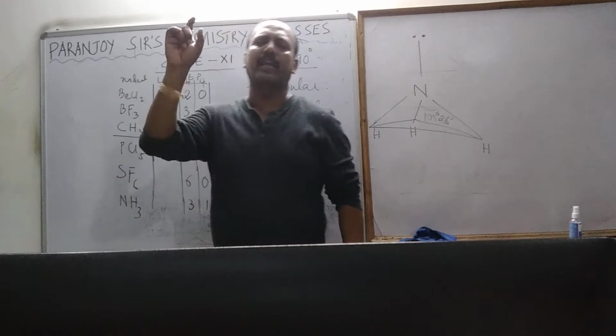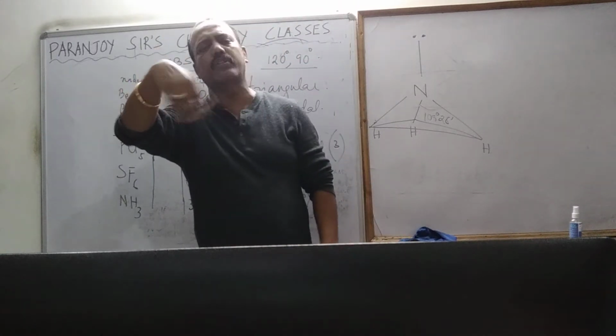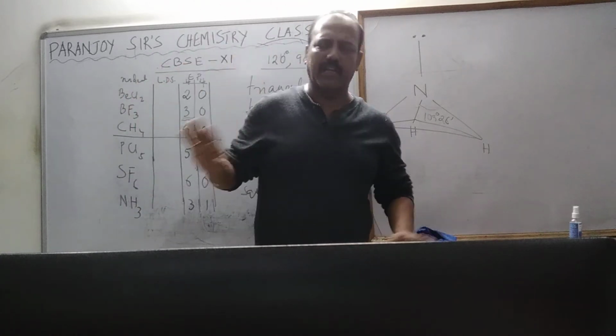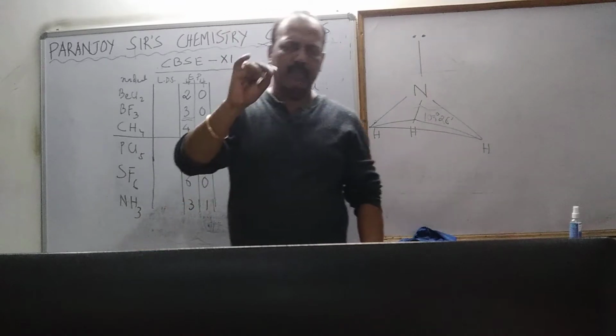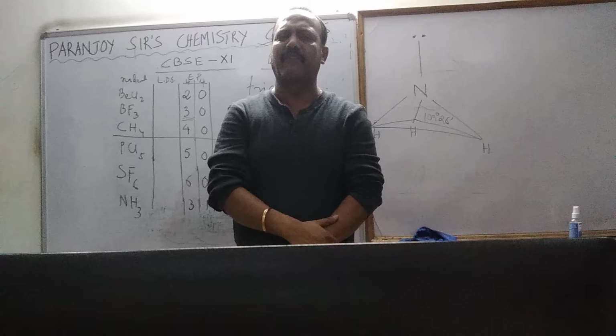Okay. So in bond angle, what will you write? 107 degree. This question I will give you afterwards. Not now. Don't write now. Now just understand this table first. So what is the bond angle? The bond angle is 107 degree.